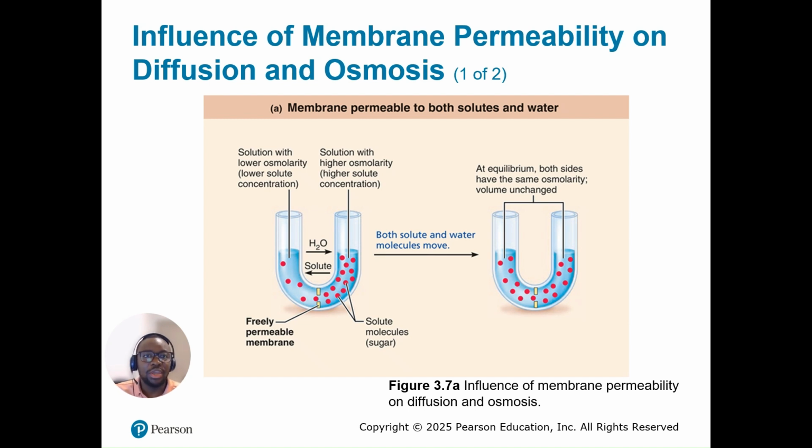This figure shows a U-shaped glass tubing containing two different solutions. The left compartment of the tube contains a solution with lower osmolarity or lower solute concentration. The right compartment of the tube contains a sugar solution with higher osmolarity. The two solutions are separated by a semi-permeable membrane that's freely permeable to both solutes and water.